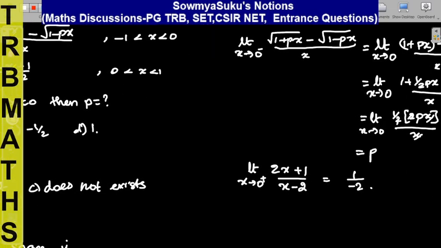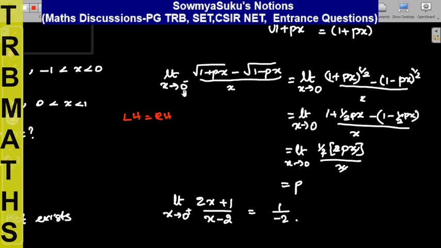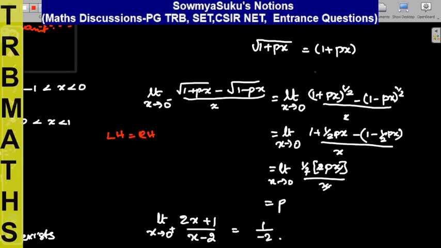So we know that for continuity, the left hand limit is equal to the right hand limit. Here, the limit as x tends to 0 minus, because at the point 0, this is the function: limit x tends to 0 of (1 + px)^(1/2) minus (1 - px)^(1/2). This can easily be written using (1 + ax)^n, which is 1 + nax, etc. So approximately you can write this as (1 + 1/2 px) minus (1 - 1/2 px), divided by x. By solving you will get p.